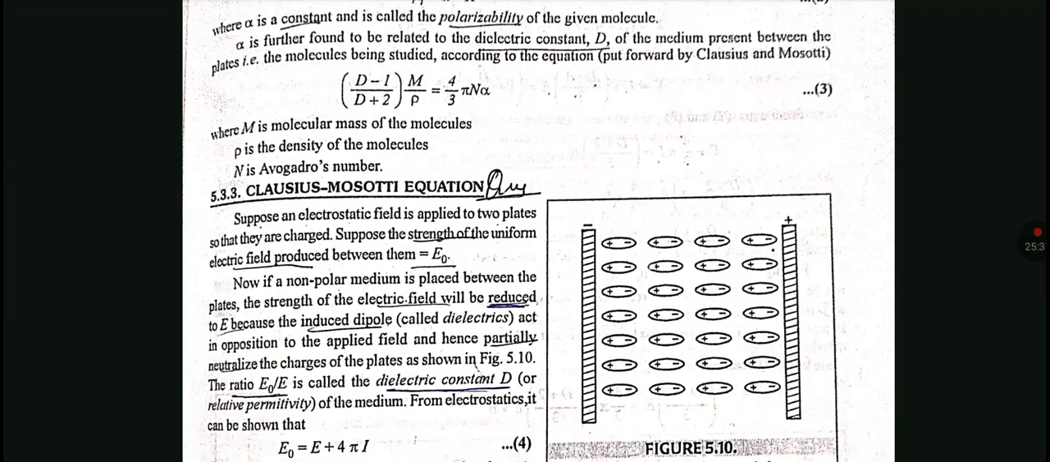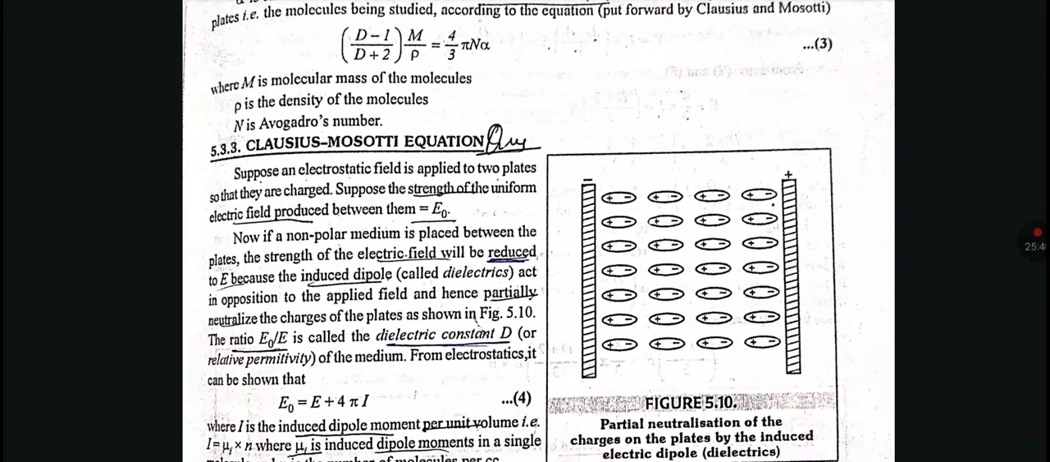Clausius-Mossotti equation. Suppose an electric field is applied to two plates so that they get charged. Suppose the strength of the uniform electric field produced between them is equal to E naught. If a non-polar medium is placed between the plates, the strength of the electric field will be reduced to E, because the induced dipoles, called dielectrics, act in the opposite direction to the applied field and hence partially neutralize the charge of the plate. As shown, the ratio E naught by E is equal to the dielectric constant D, or relative permittivity, of the medium.